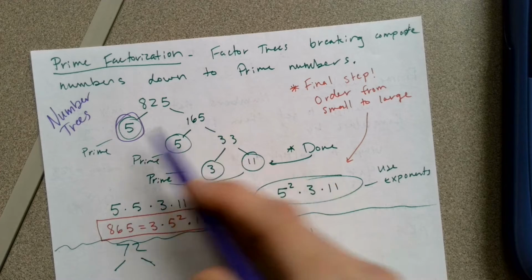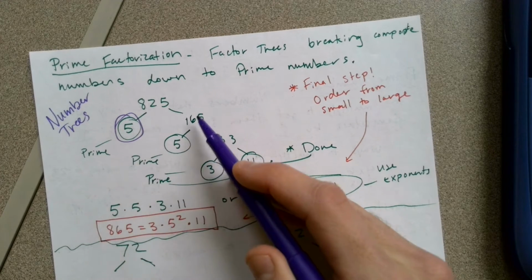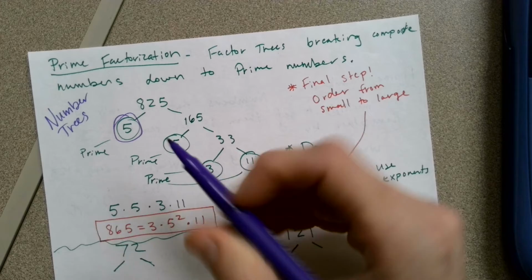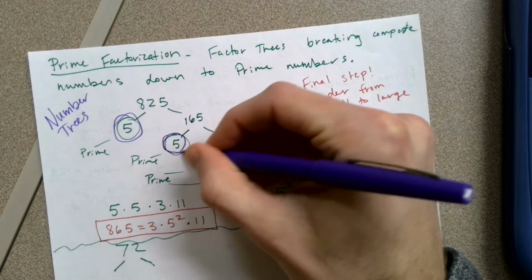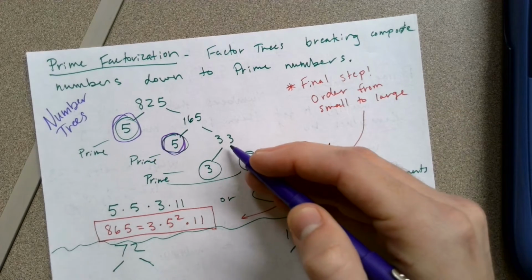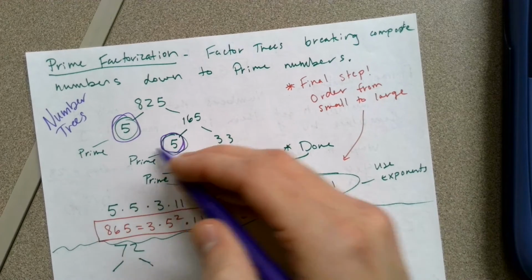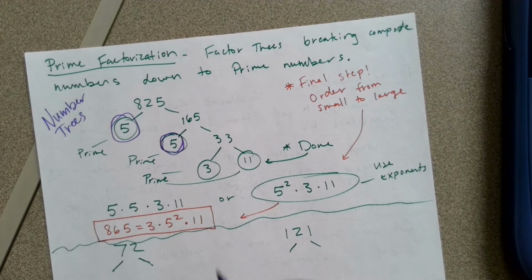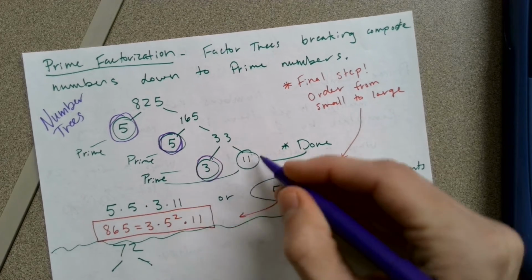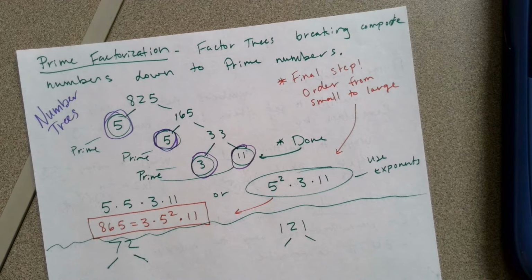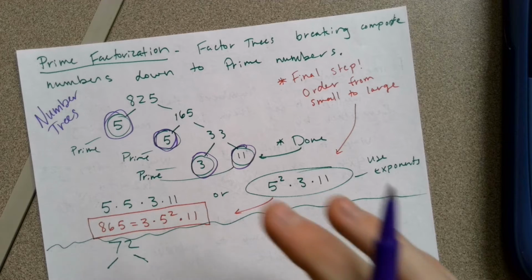Now I go to 165 because I'm done over here. 165. I did 5 again. I knew that 5 could go into it because it ended in a 5. I did 5 and 33. Done right here. Move on to this one. 33 can be multiplied by doing 3 and 11. Those are both prime numbers, and we are done. Just like that. We finished our number tree.